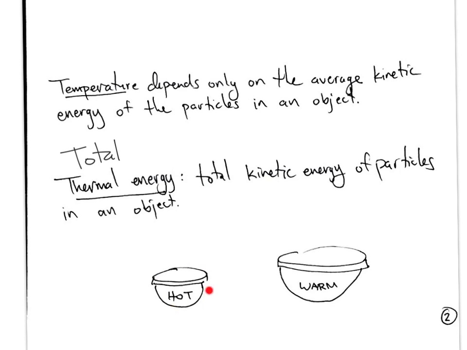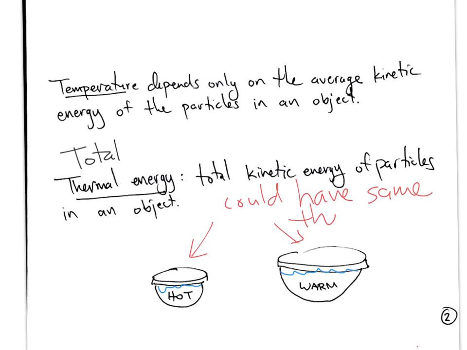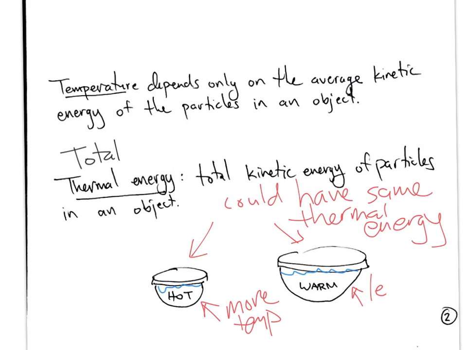So we could have, say this is water in here, a little cup of hot water and a big bowl of warm water. The temperature of this is obviously greater than this because it's hot and this is only warm. But the total thermal energy could be equal between these two. There are fewer molecules in here, but they're moving faster and so have more kinetic energy. And there are more molecules, but each of them has less kinetic energy. But in theory, we could have the same total thermal energy. This one is obviously greater temperature, and this would be less temperature.